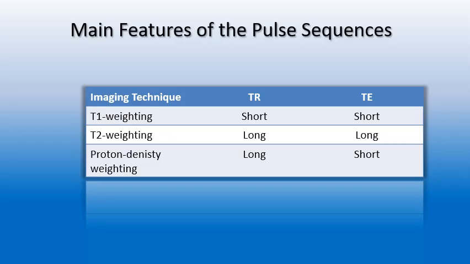So this is another table demonstrating the main features of these pulse sequences, and what we have mentioned before, what's short and what's long. We can notice that T1 has short TR and TE, while T2 has long TR and TE, and proton density has a long TR and short TE.